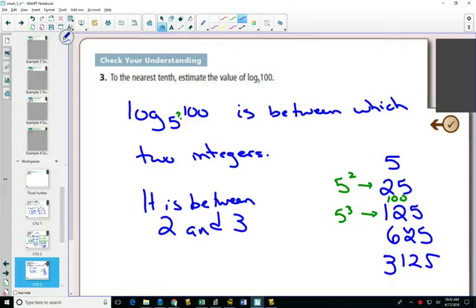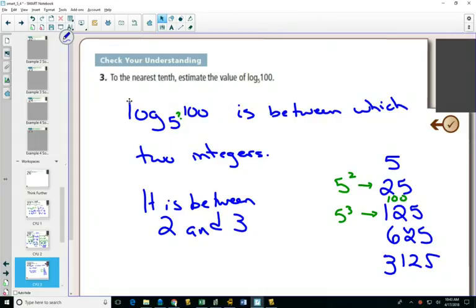Now, if we had to estimate it to the nearest tenth, that would be hard to do without a calculator. You might go, ooh, I think it's closer to 125 than it is to 25, so I'm going to go 5.8, or I'm going to say 5.7.